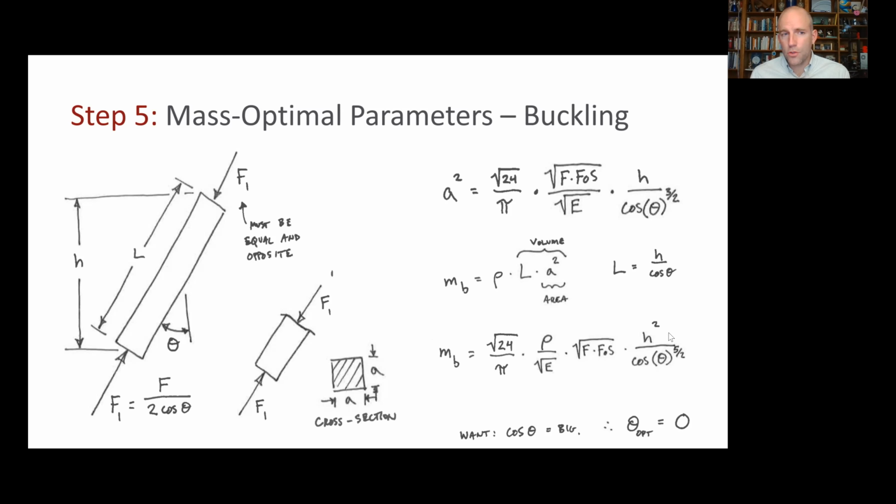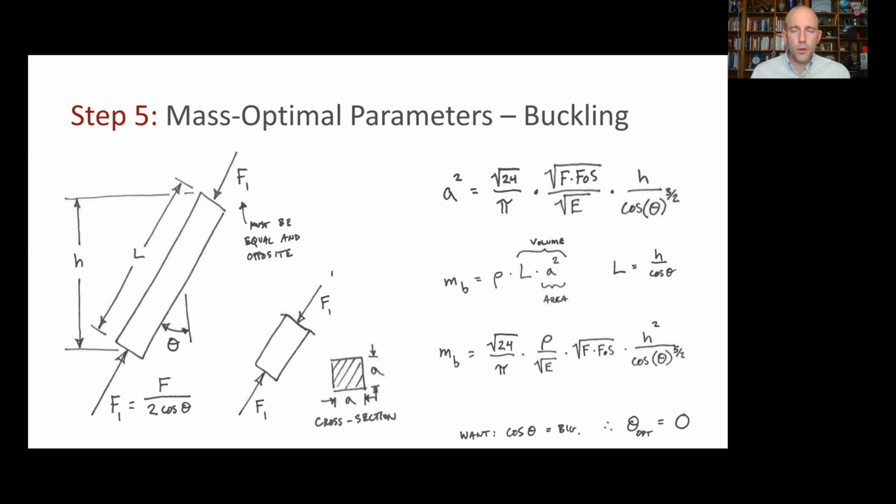h we can't choose, that's part of the problem as it was set up for us, divided by cosine theta to the 5/2 power. And once again, we're going to see that we want the mass to be little, and cosine theta is in the denominator, so we want cosine theta to be big. The biggest it can be is 1, and that happens when theta is 0. So once again, we have identified the mass optimal values of both of the parameters that define our component. Theta should be 0, and a squared should equal this.